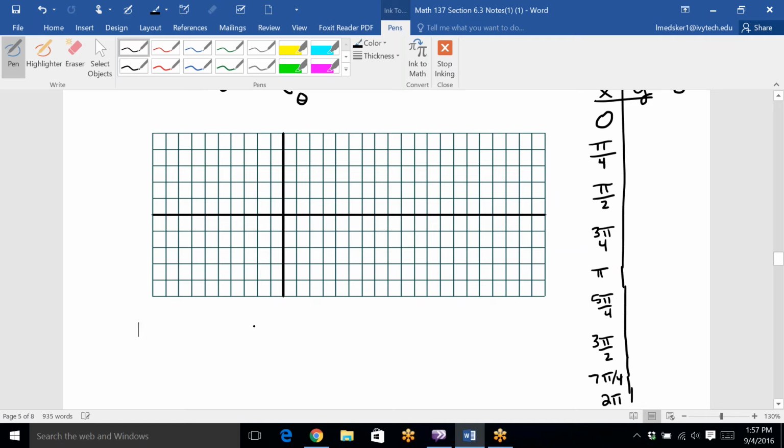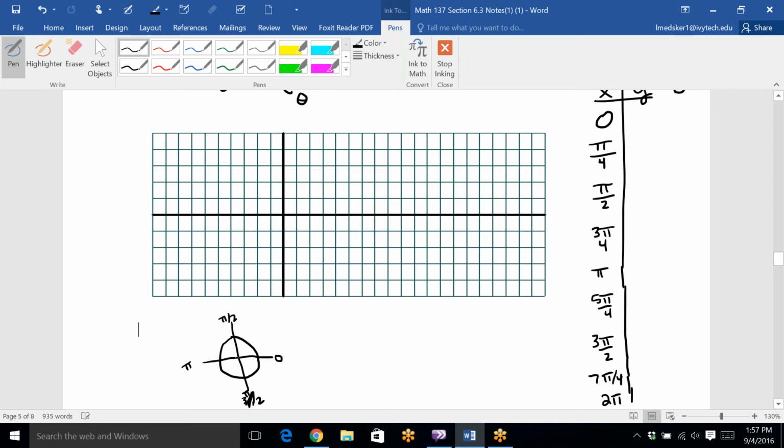Now, if it helps, remember to think of the unit circle that goes along with this. We're just thinking about a unit circle, and as the angles get larger, remember this is 0, pi over 2, pi, and 3 pi over 2.